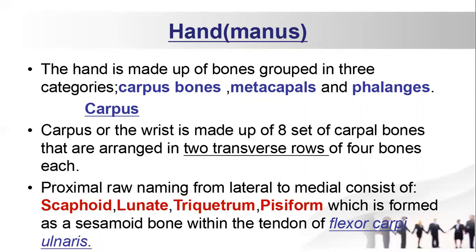We have the proximal and the distal rows. The proximal row, naming from lateral to medial, consists of the scaphoid, lunate, triquetrum, and the pisiform. The pisiform is formed as a sesamoid within the tendon of the flexor carpi ulnaris. So the pisiform, just as the patella, is a sesamoid bone formed in a tendon.